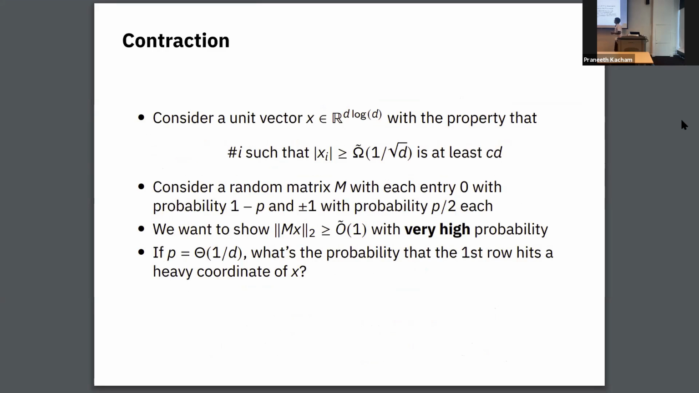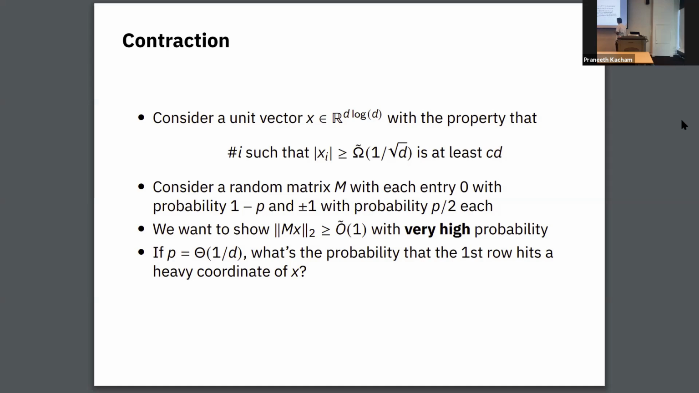So the random matrix we are constructing here is simple, as I said. With very high probability, you just set it to 0, and with the remaining tiny probability, you set it to ±1 with equal probabilities. We want to show that it doesn't contract the Euclidean norm of vectors which have this property, that is, with very large probability, its Euclidean norm is large. This O tilde 1 just hides the logarithmic factors in d. The probability of setting an entry to be non-zero is only theta 1 over d.